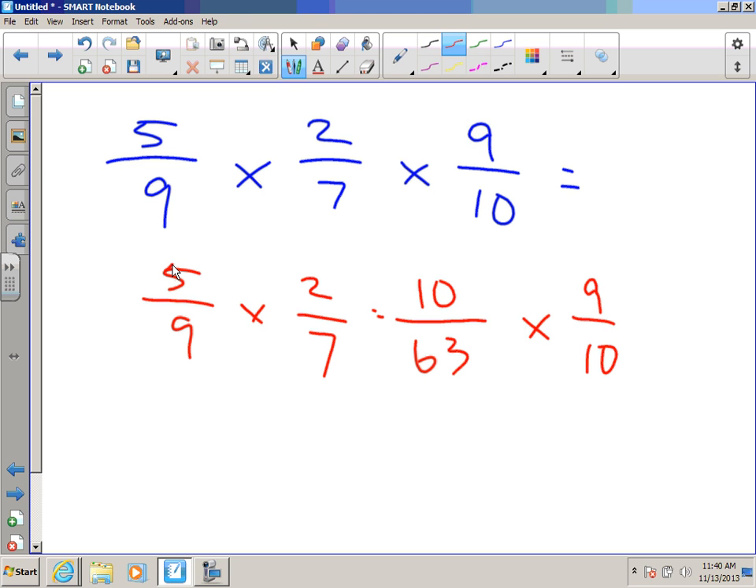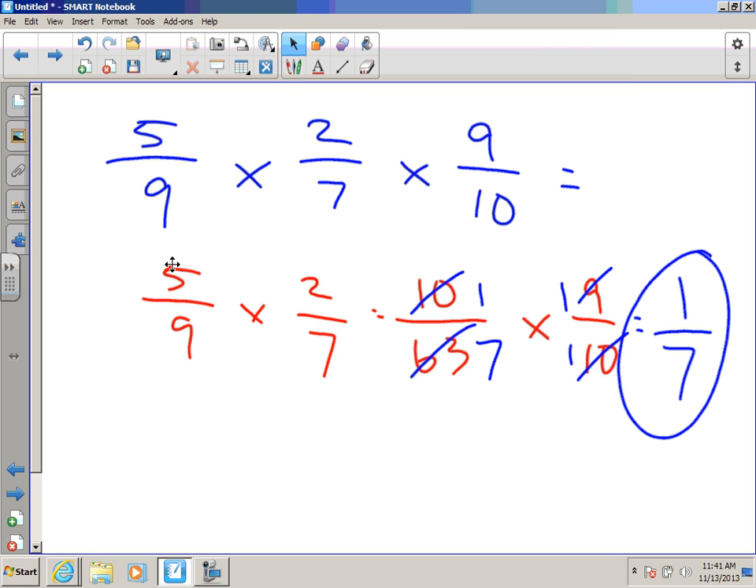Now here's where that shortcut comes into play. 10 and 10. How about 9 and 63? They have 9 in common, right? And there happens to be 7 of them there. 1 times 1. 7 times 1. 7. Let's do all that just to get 1/7.